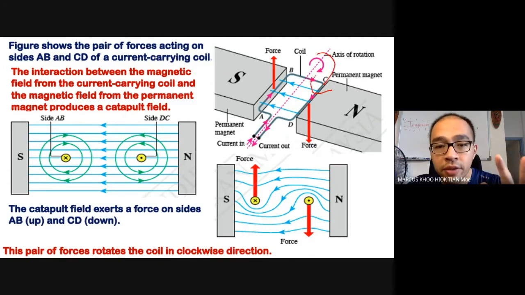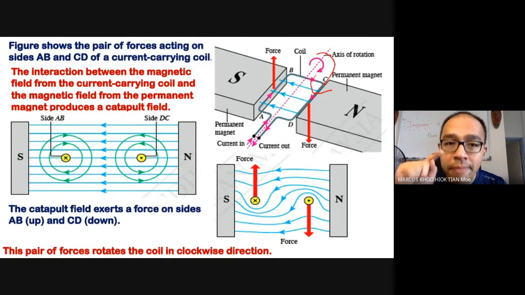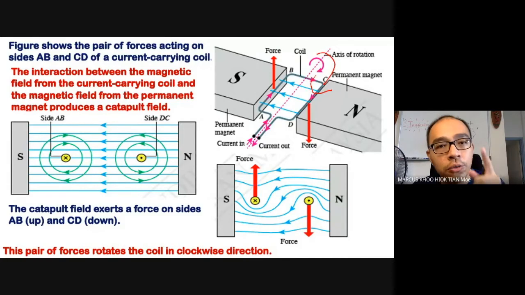Okay, sorry, before the video, let me ask you, I think you should be able to answer this. How do you make the coil turn the other way? Give me two ways. What should you change in order to make the coil turn the other way?